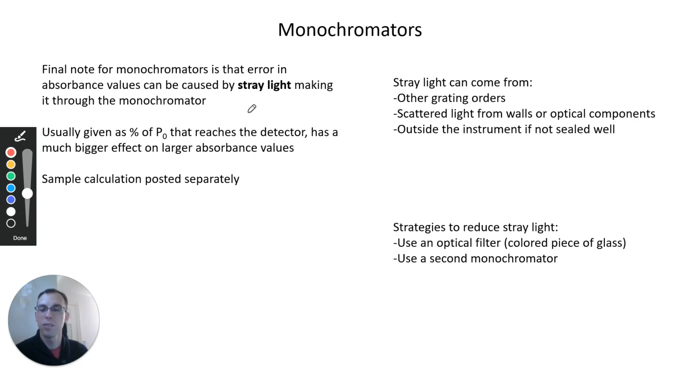The way this is usually quoted is as a percent of P naught, being the amount of light we get when a blank is present or when there's no sample present. So what percent of that reaches the detector. The way that this affects absorbance is particularly drastic for larger absorbance values. The higher the absorbance we're trying to measure, the more stray light matters, because more of our light is getting absorbed, and it leads to pretty significant errors in absorbance if we have some significant amount of stray light.